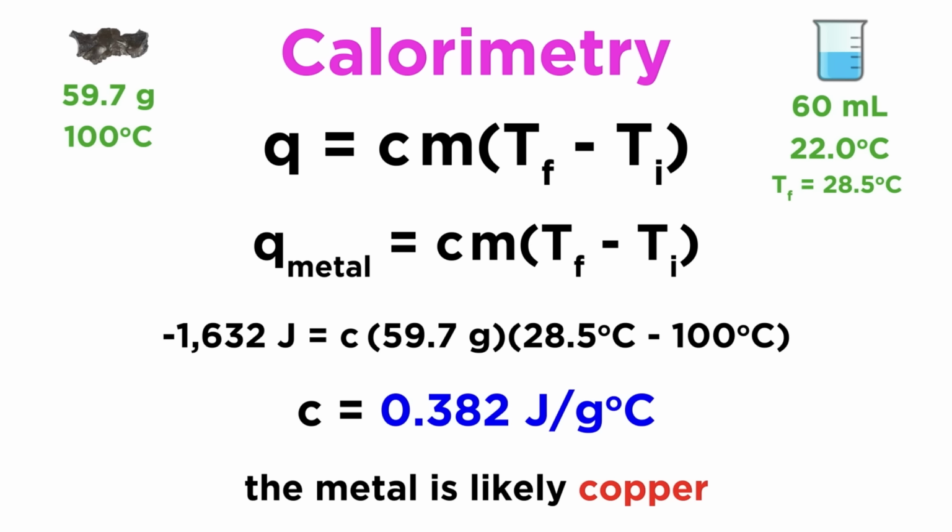If we take a look at our list of specific heats, we might notice that the tabulated specific heat for copper is extremely close to the value we just calculated for our unknown metal, making it very likely that this was a piece of copper.